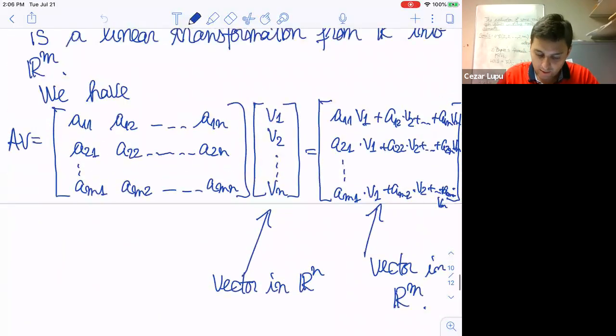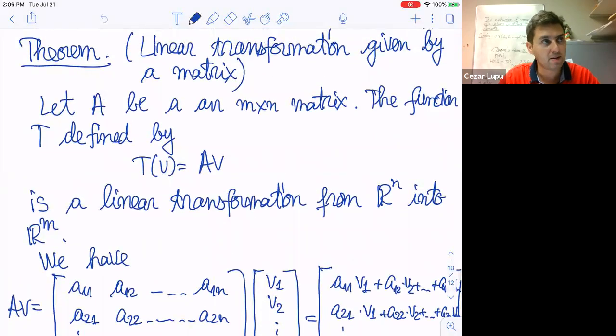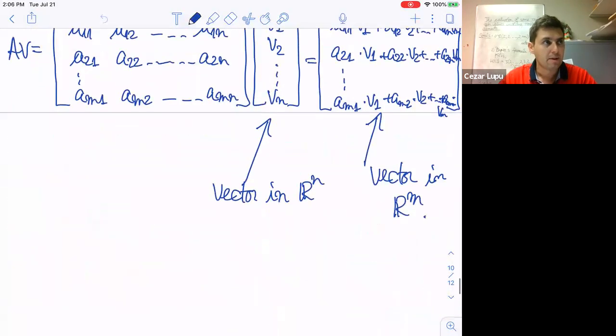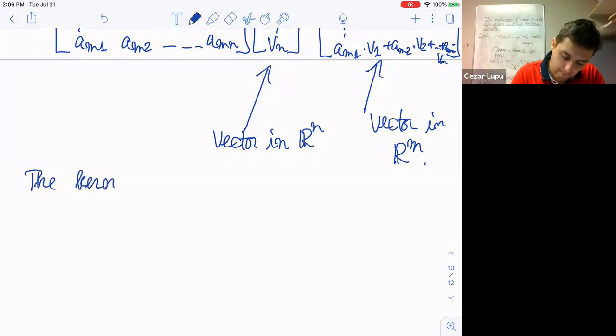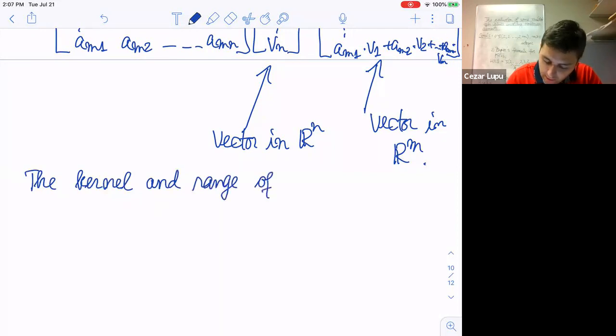All right, so this is what we did last time. Keep this in mind, because linear transformations can be given by a matrix, and this will always be a linear transformation. As you can see here, T(v) is Av. That's great. So today we're going to veer towards something else. We want to do more material. So we will talk about the kernel and the range of a linear transformation.